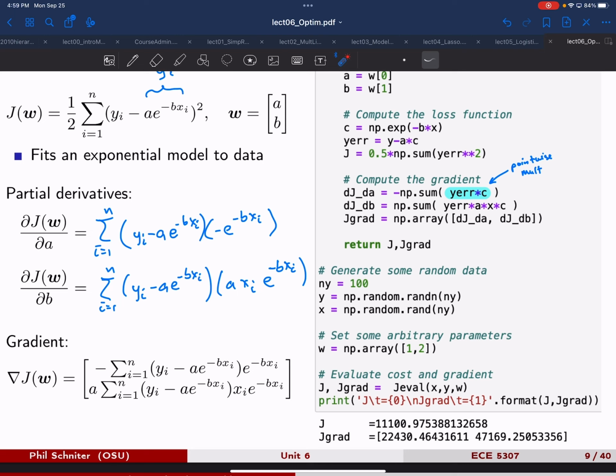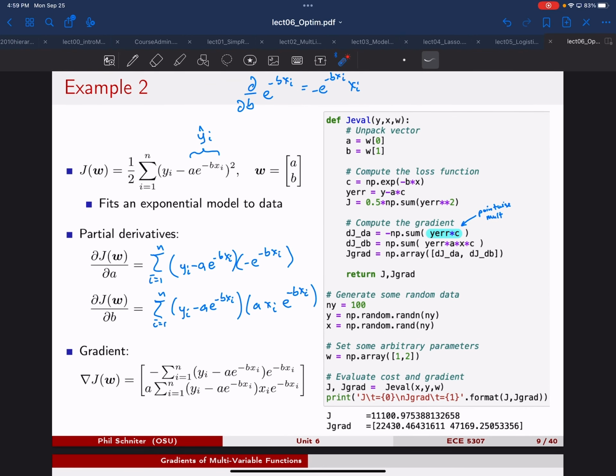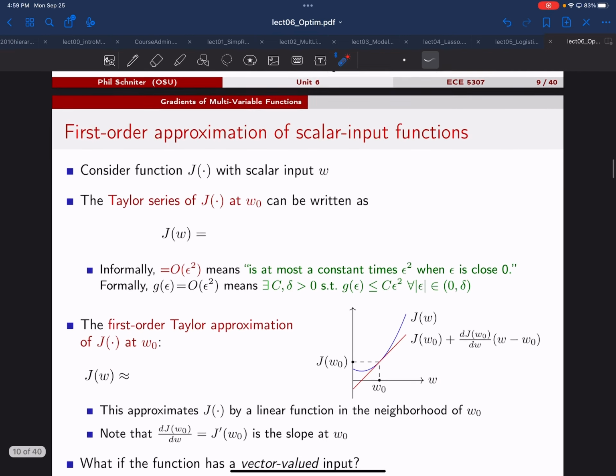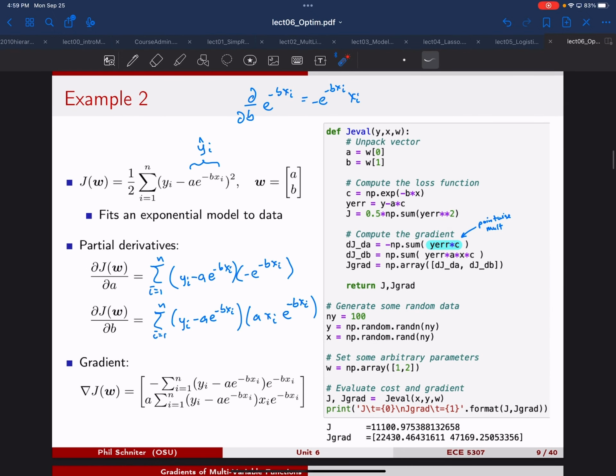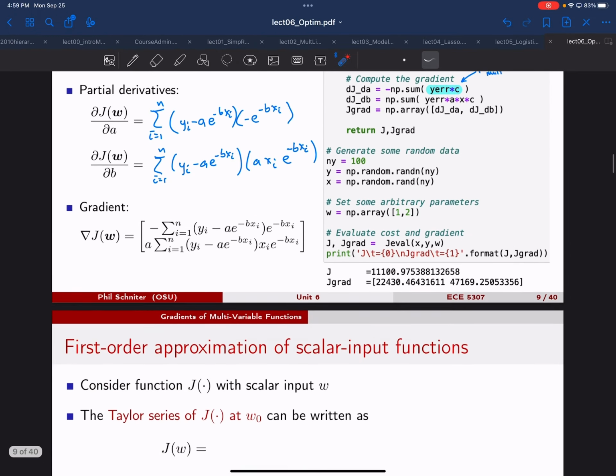Okay, and then just as an example, we generate some random data, we set some arbitrary parameters, evaluate the cost and the gradient, print them out, and this is what we happen to get. Okay, any questions on anything here? Okay, so just a little bit on computing gradients.